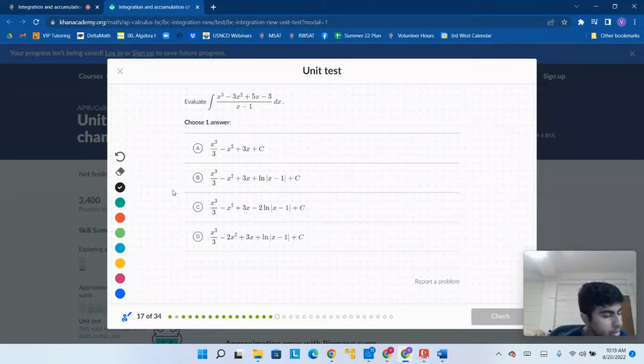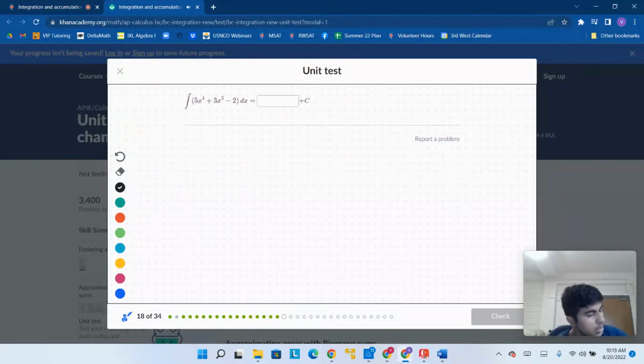So now you just take the antiderivative of that, and you get 1/3 x cubed minus x squared plus 3x plus C, which is going to be choice A. Choice A. And we can move on to the next question.